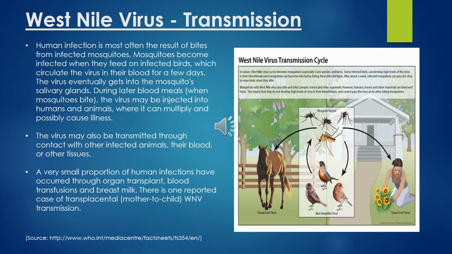Some infected birds can develop high levels of the virus in their bloodstream, and mosquitoes can become infected by biting these infected birds. After about a week, infected mosquitoes can pass the virus to more birds when they bite. Mosquitoes with the West Nile virus also bite and infect people, horses, and other mammals. However, humans, horses, and other mammals are what are called dead-end hosts.